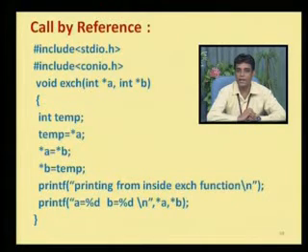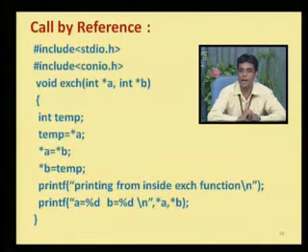Then void exch(int *a, int *b), where the two parameters are pointers to integer values. In that function definition, we use int temp, a temporary variable of integer type. Then temp = *a, *a = *b. Then the value of A is assigned to B, and the value of B is assigned to A. Here we are using addresses, so the addresses will be swapped.